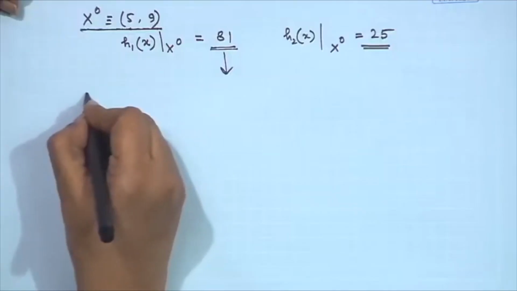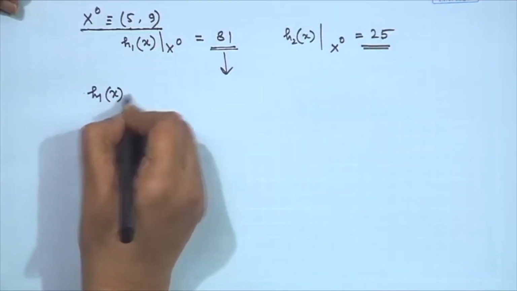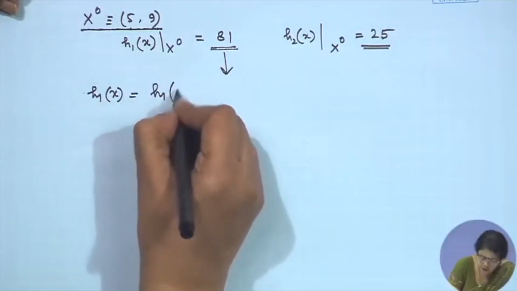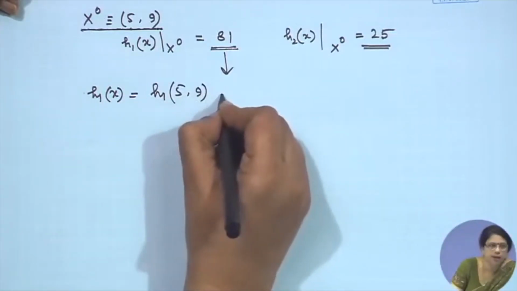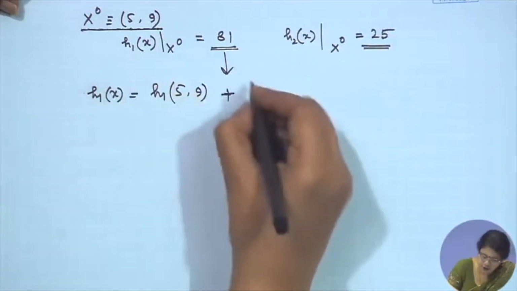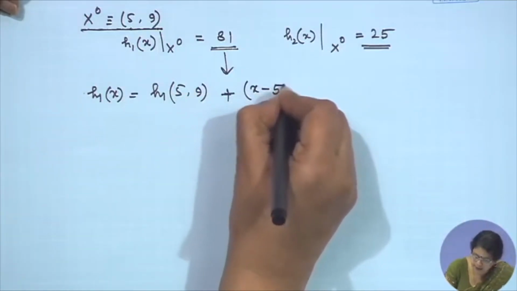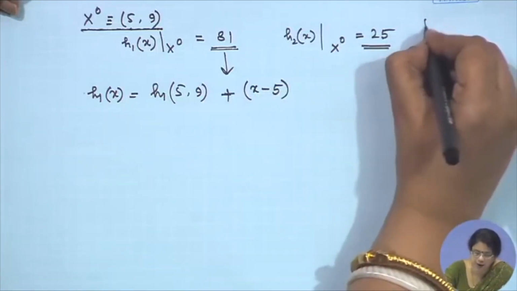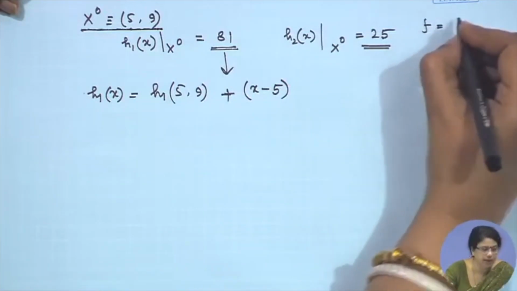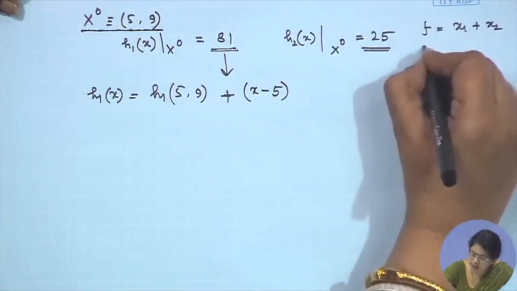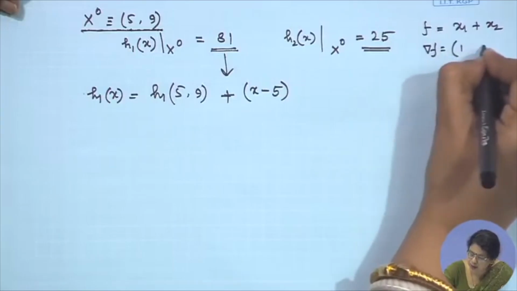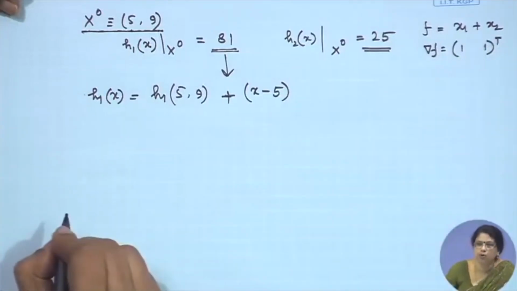Since h1 is most violated, I will expand h1 around this point and put it as a linear function, and add that constraint to the problem. How will I do it? I am now expanding h1(x). It will be h1(5, 9), that is 81, plus, this is a function of two variables, x minus 5 times grad f. My f function is x1 plus x2, so grad f would be (1, 1) transpose.